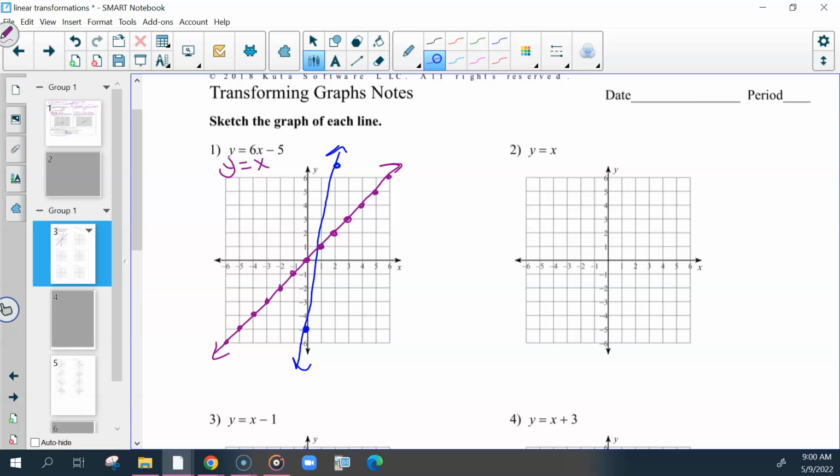And now we're going to compare. For the y-intercepts, what would you say about this new function compared to the original? It shifted down 5. We say the y-intercept shifted down 5.